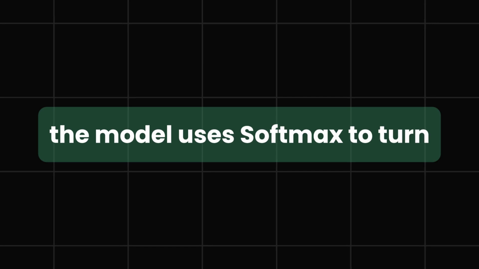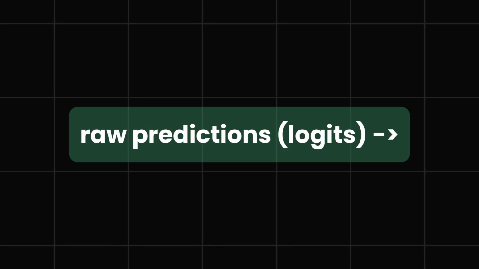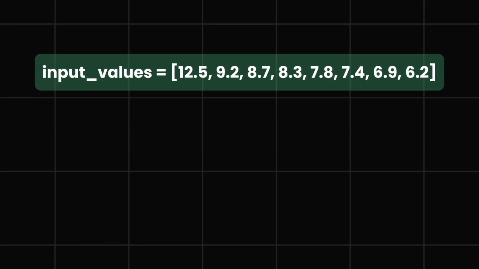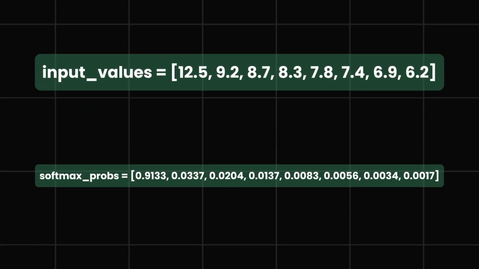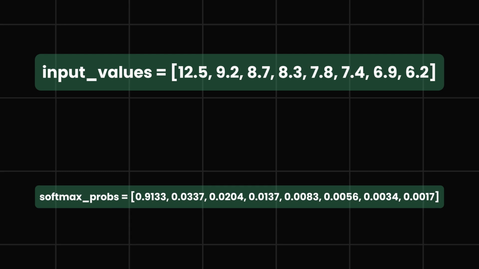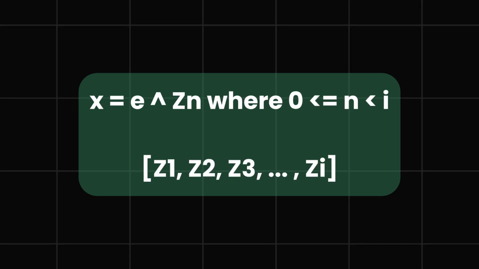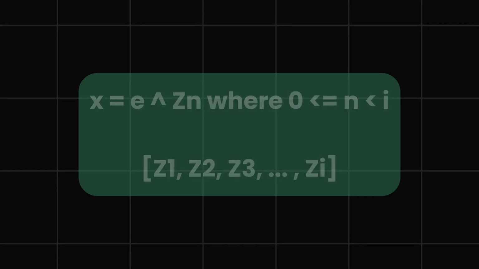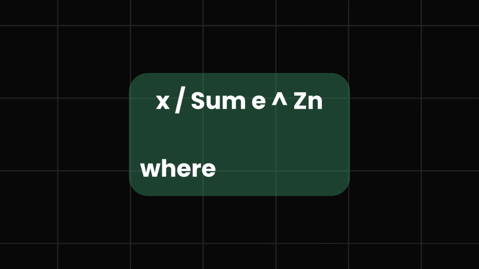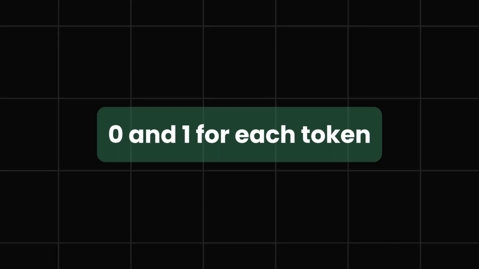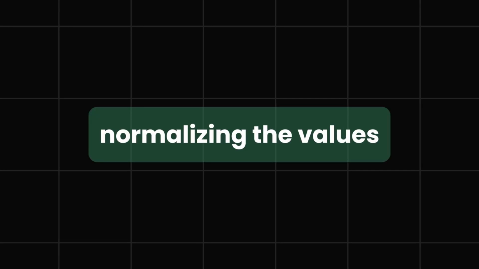And at the final stage, the model uses something called softmax to turn raw predictions, called logits, into probabilities. This function turns any set of numbers into a list between 0 and 1, where everything adds up to 1, just like a probability distribution. It raises Euler's number e to the power of each value to get a positive number, say x. You divide x by the sum of all such values in the column, and you'll get values between 0 and 1 for each token, normalizing the values.